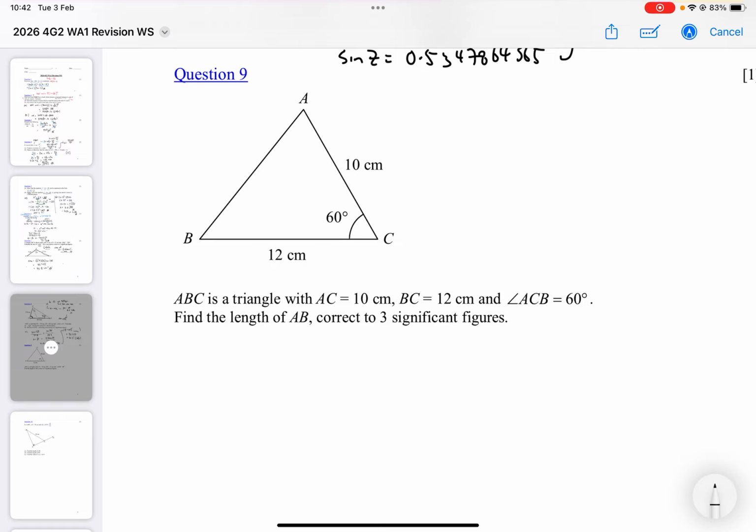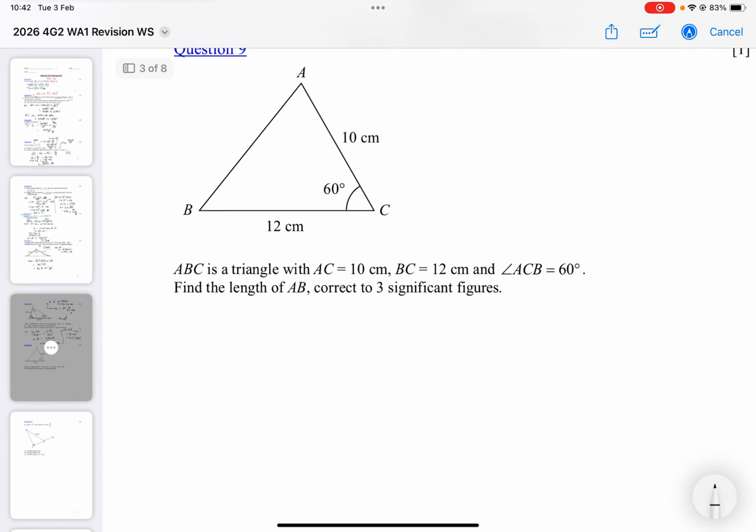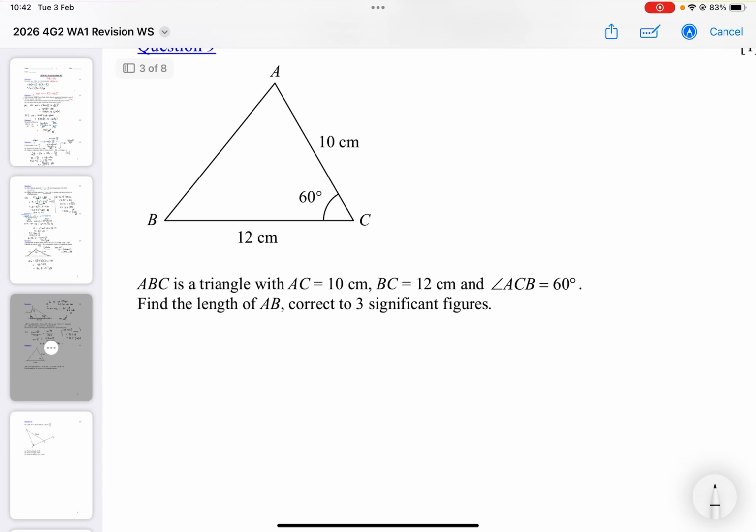Okay, question 9. No right angle, so I must be thinking, can I use sine rule or not? For sine rule, I need a known pair, the opposite side and the opposite angle. But in this case, I only have one angle, and the opposite side I don't know. There is no way for me to find what is angle A or angle B. So straight away I know I have to use cosine rule.